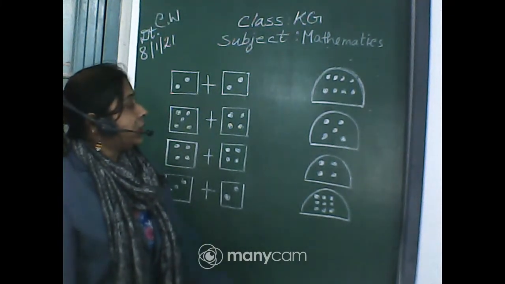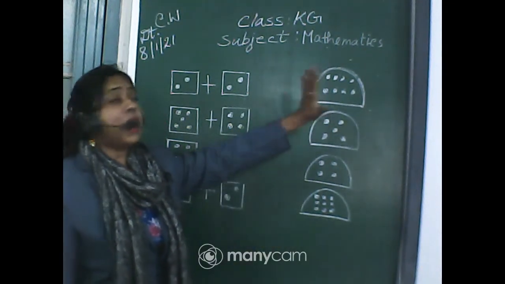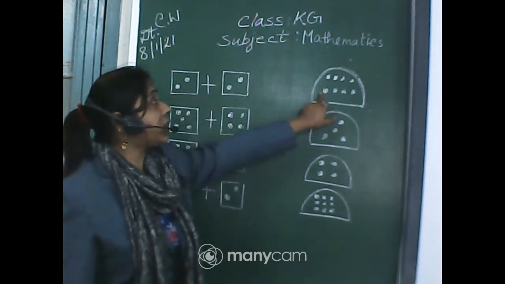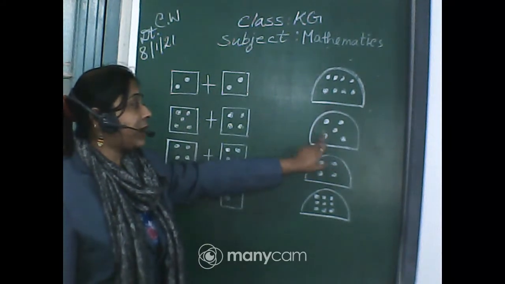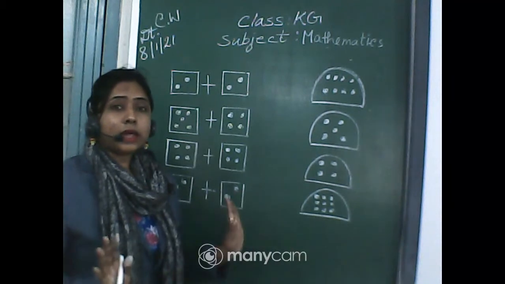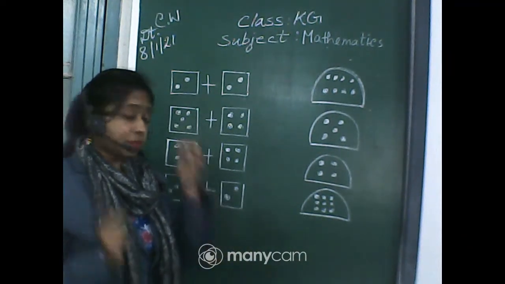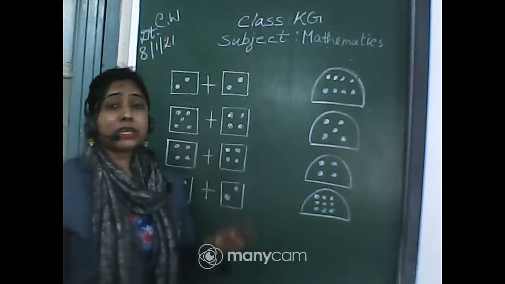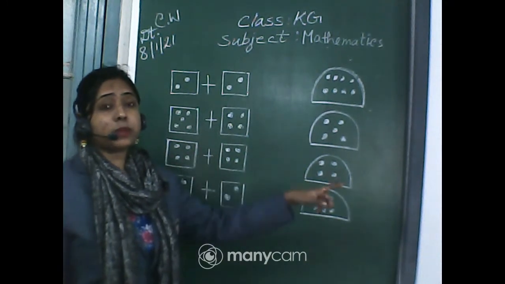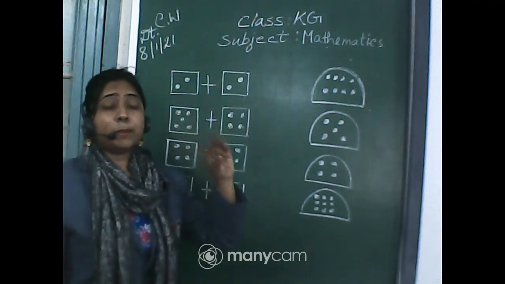Okay, so 4 semicircles, and in these semicircles I have drawn some dots. First one 8, second 5, third 4, and the last one 9. Okay, now our activity is ready to do. Now we are matching left side with the right side, square with semicircle. We will match the squares with the semicircles.